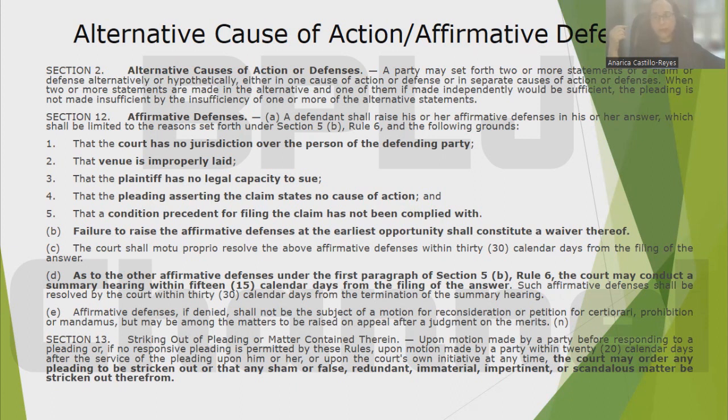As to the other affirmative defenses, the court may conduct a summary hearing within 15 calendar days from the filing of the answer. Such affirmative defense shall be resolved by the court also within 1 month from the termination of the summary hearing. Okay. Striking out of a pleading upon motion made by a party before responding to a pleading, or if no responsive pleading is permitted by the rules, upon motion made by a party within 20 calendar days after the service of the pleading upon him, or upon the court's initiative, the court may order any pleading to be stricken out, or that any sham, false, redundant, immaterial, impertinent, or scandalous matter be stricken out therefrom.